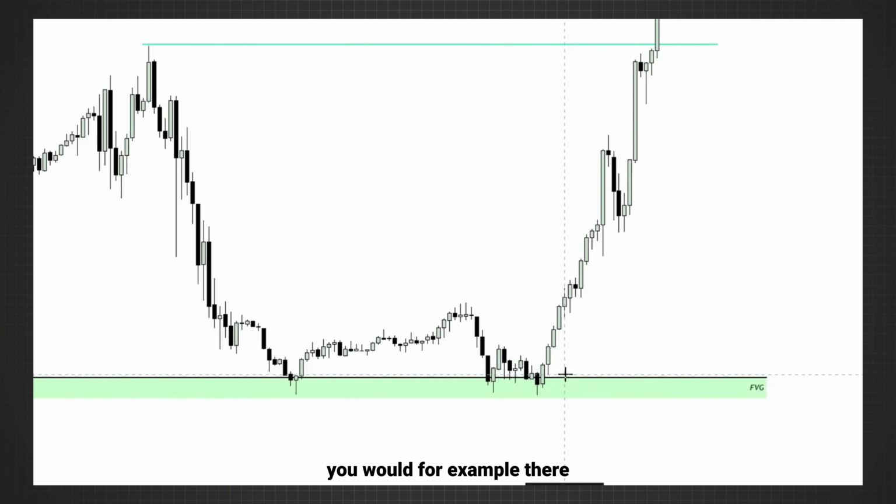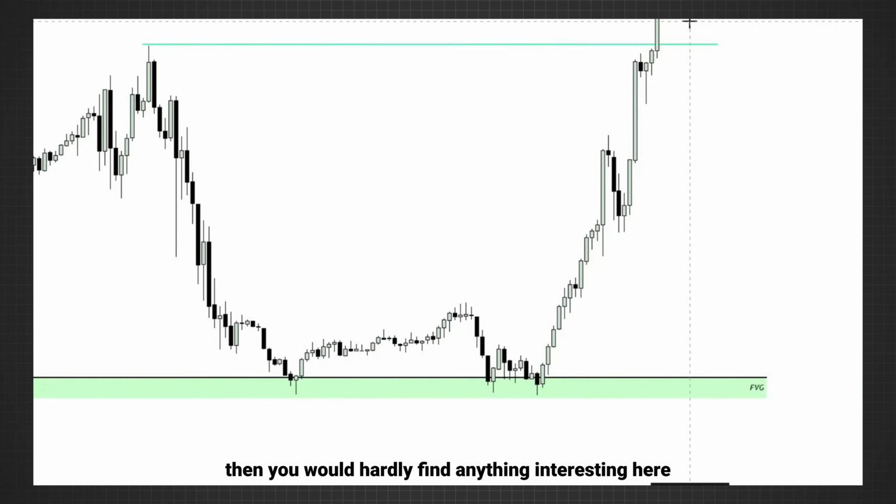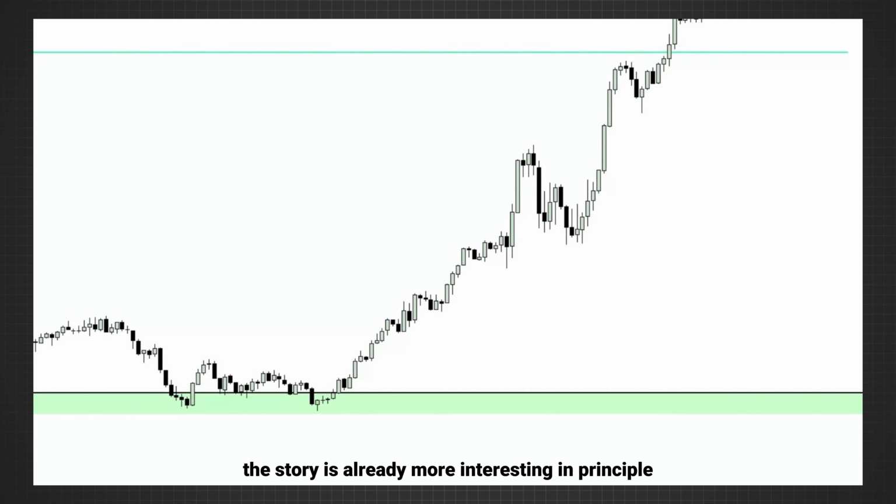If you only know how to enter from the order block, then you would hardly find anything interesting here. So let's go down to the bottom. This is the 5-minute time frame. Here the story is already more interesting. In principle, we could already enter here and find some more or less interesting entry points.